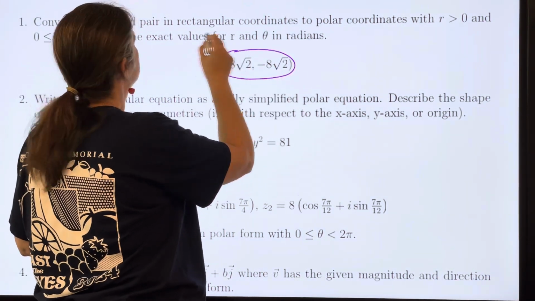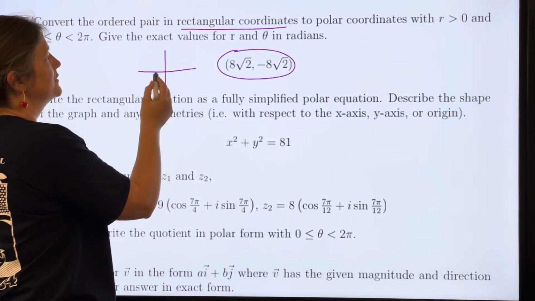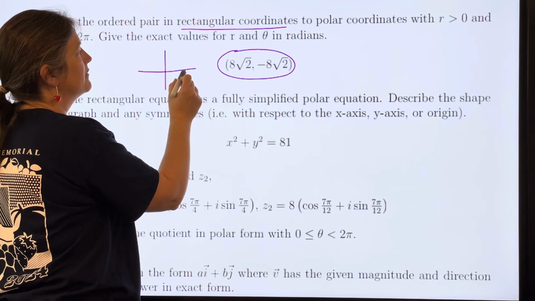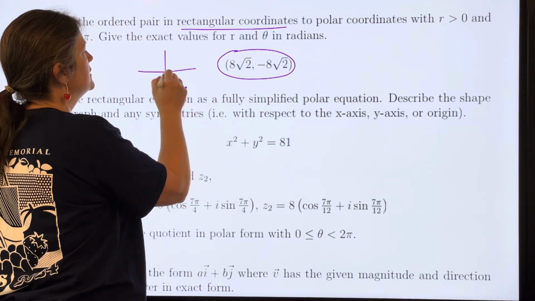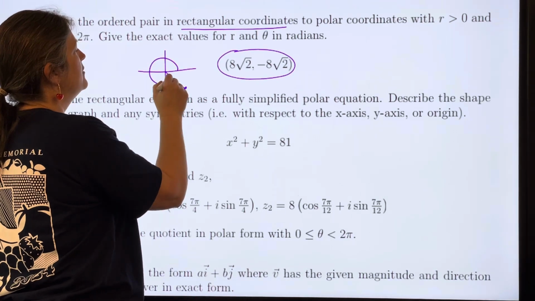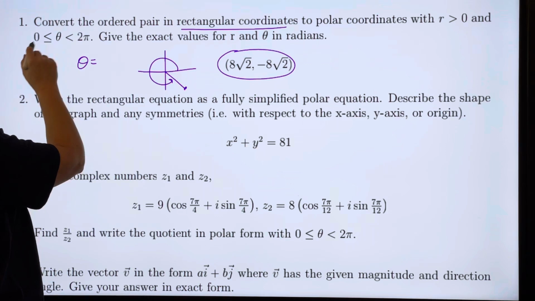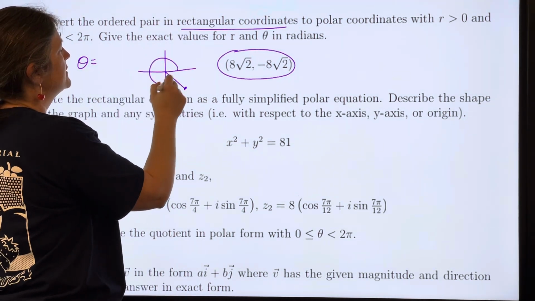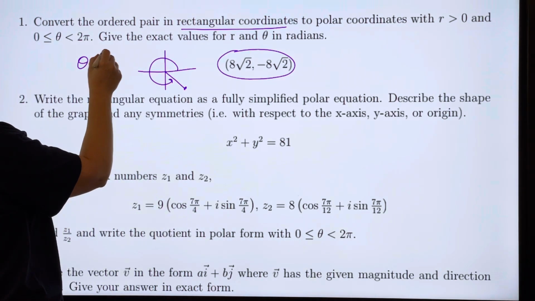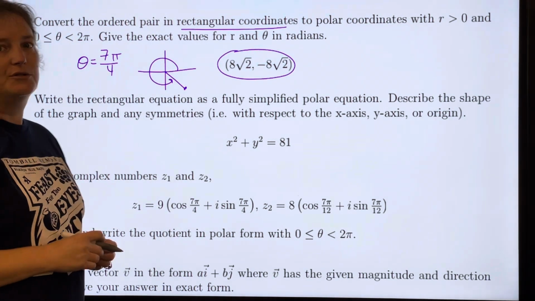When we have a pair of rectangular coordinates, the first thing I like to do is graph them. So 8 root 2 is out this way, negative 8 root 2 is down this way, but the same amount. So I already know that that angle is going to be in between 0 and 2 pi. That's going to be 1, 2, 3, 4, 5, 6, 7 pi over 4s. So, I mean, I can just do that.